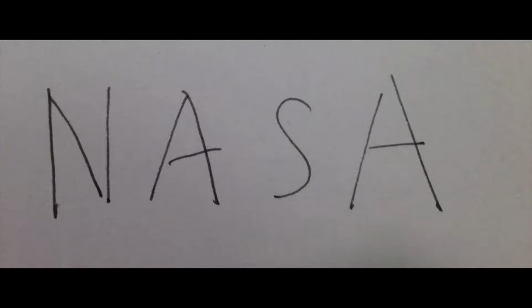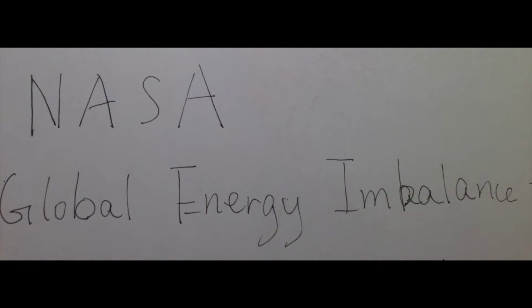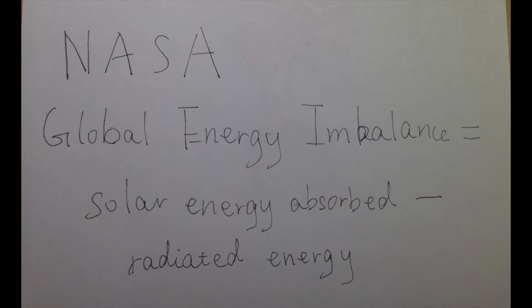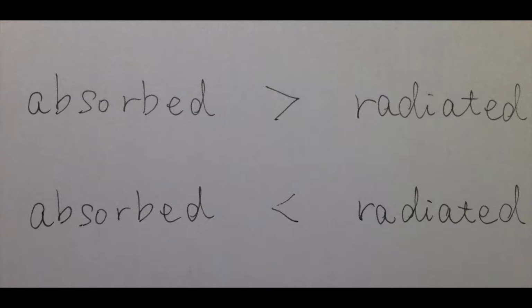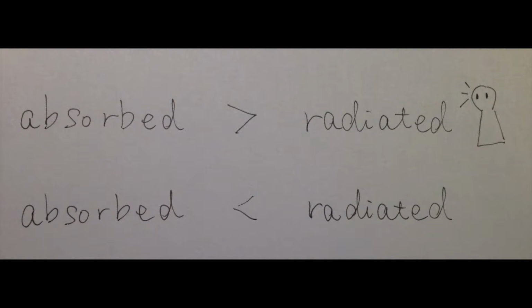According to NASA's official website, Earth's energy imbalance is the difference between the amount of solar energy absorbed by Earth and the amount of energy the planet radiates to space as heat. There are two types of global energy imbalance. One is when the Earth reflects more solar energy to space than it absorbs from the sun, and the other is when the Earth absorbs more solar energy than it radiates back to space. Now the Earth is facing the situation where we absorb more solar energy than we radiate back to space, so our Earth becomes hotter and hotter.